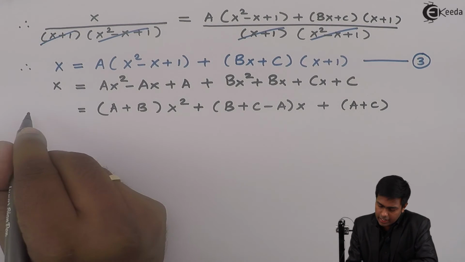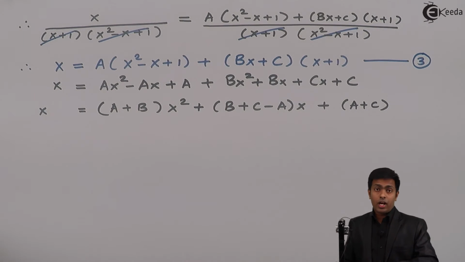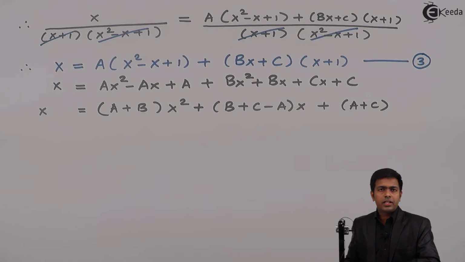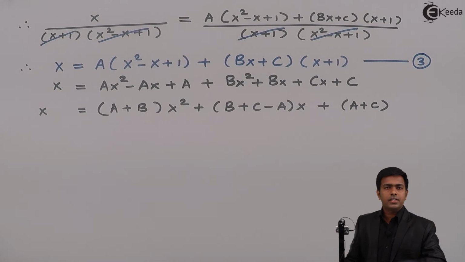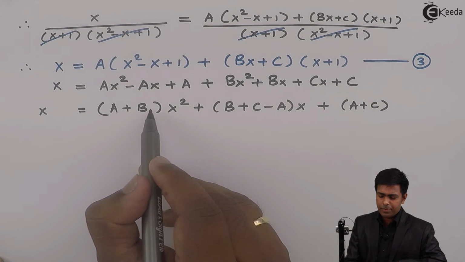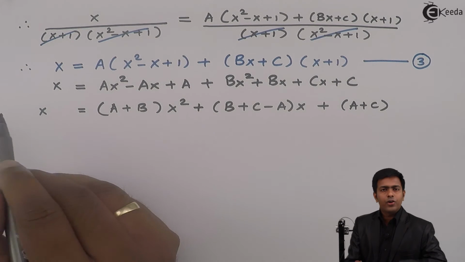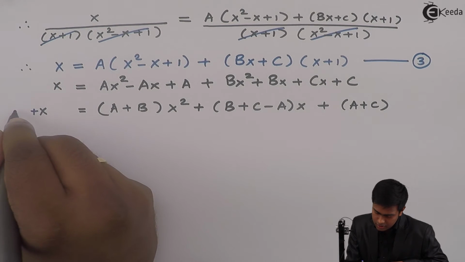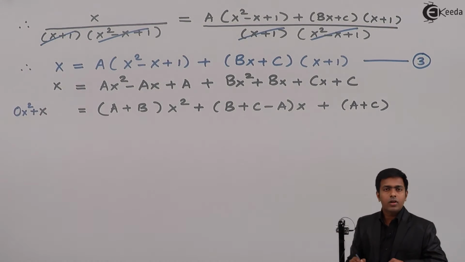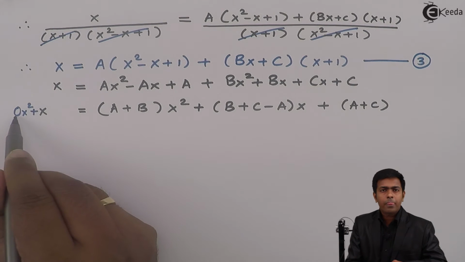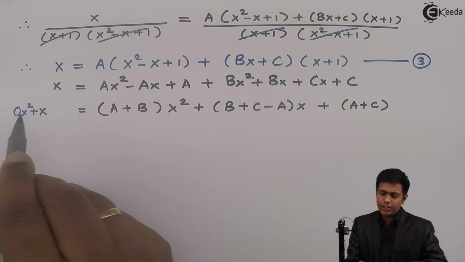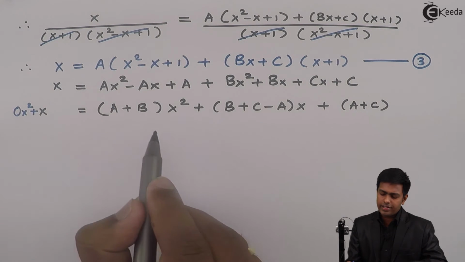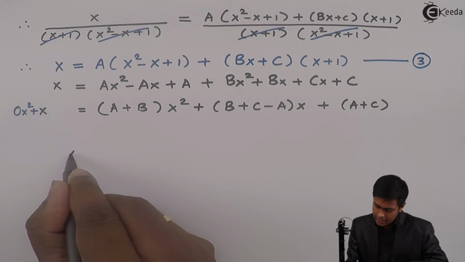At the same time we have only x on the left hand side. So now here I am going to apply the method of comparison of coefficients to get the values of a, b, c. So here we will compare the coefficients on both sides. The coefficient of x square is a plus b, whereas on the left hand side we don't have the x square term. So I can consider that term as, let's say, plus 0x square. So it means the coefficient of x square is 0. So we can compare the coefficient of x square on both sides. So a plus b is equal to 0. That I can get as a first equation.